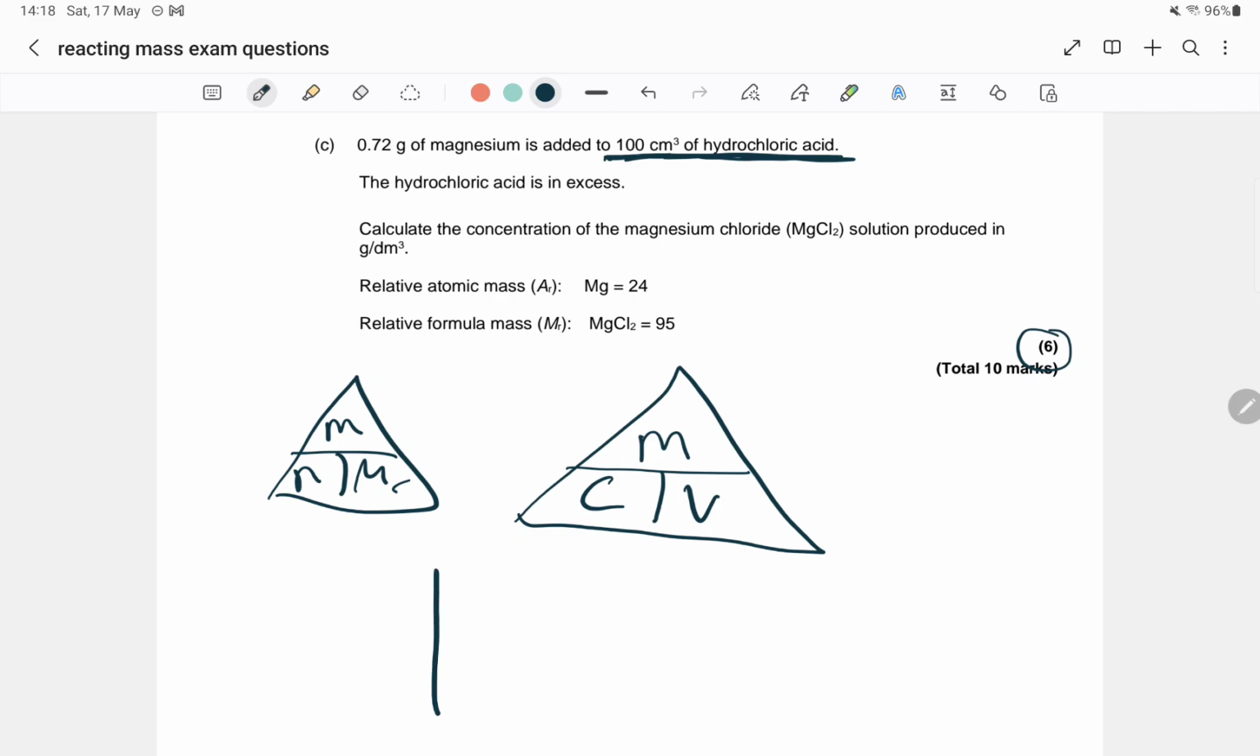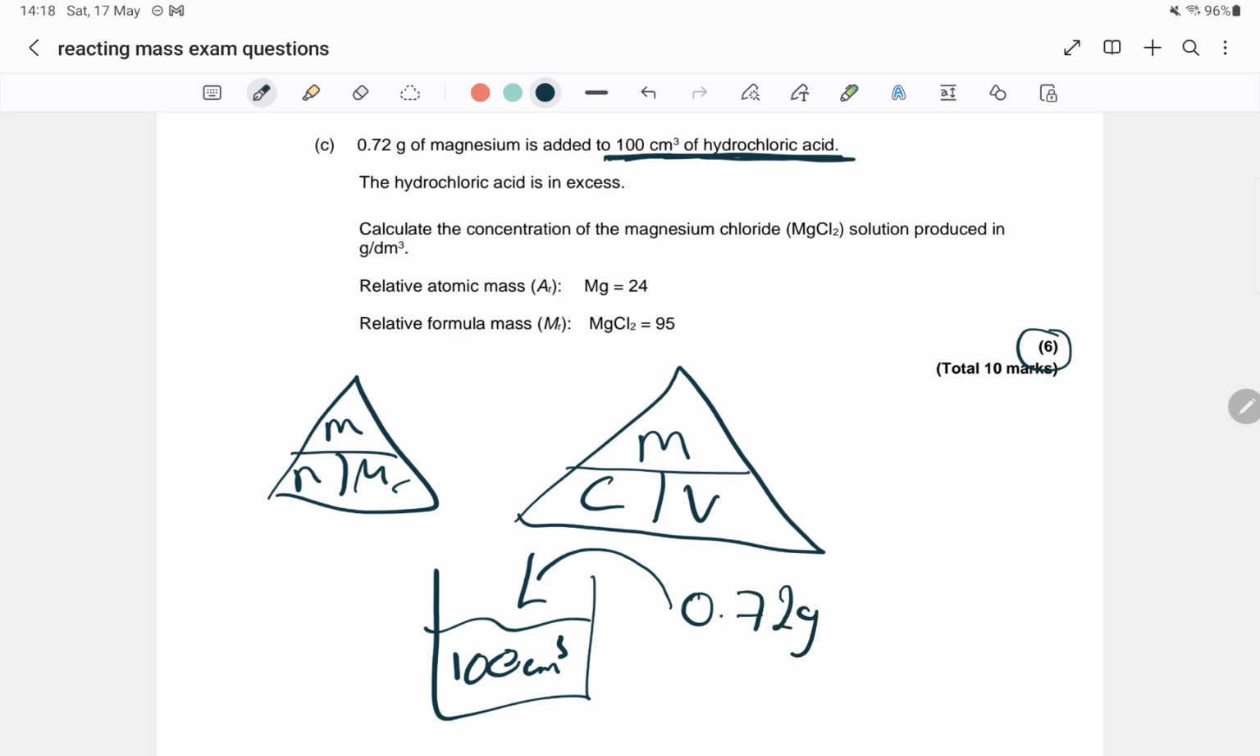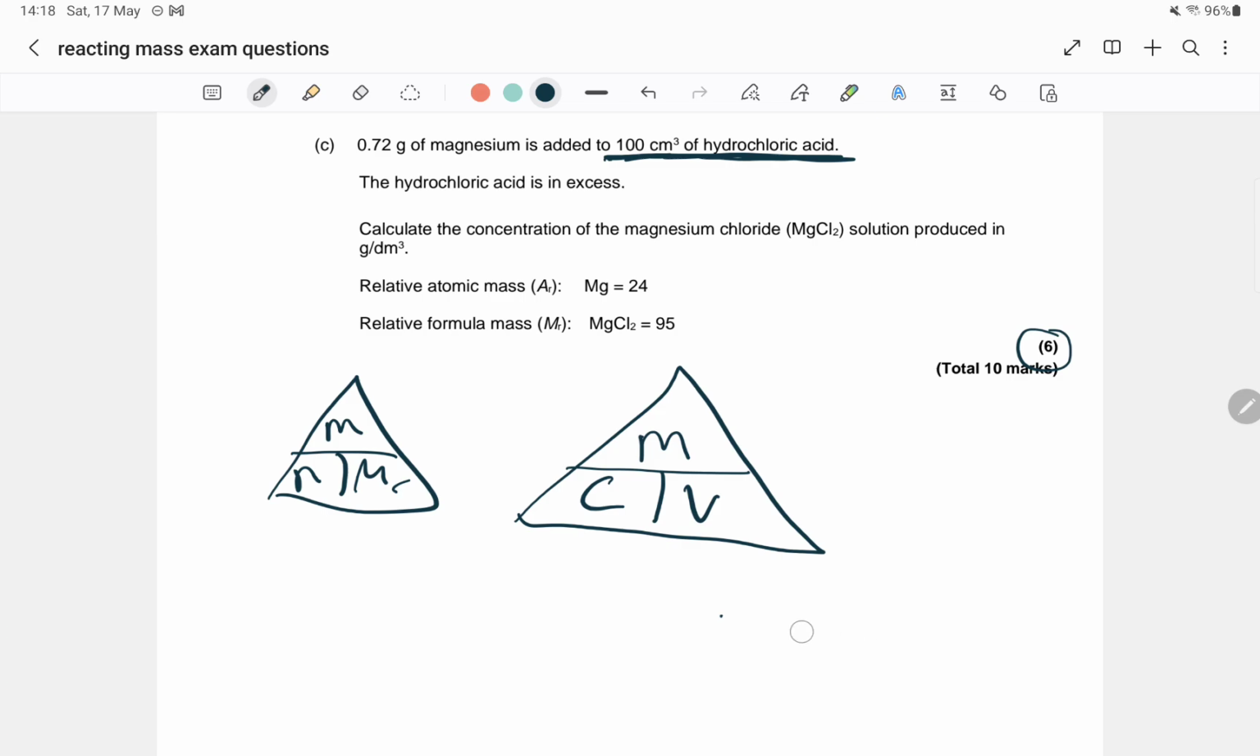So I've got 100 centimeters cubed of hydrochloric acid. I'm then going to add in 0.72 grams of magnesium. That means then all my magnesium is going to react with my hydrochloric acid, which leaves me with a volume still 100 centimeters cubed. So what we've worked out then is the fact that my volume of my magnesium chloride is 100 centimeters cubed.